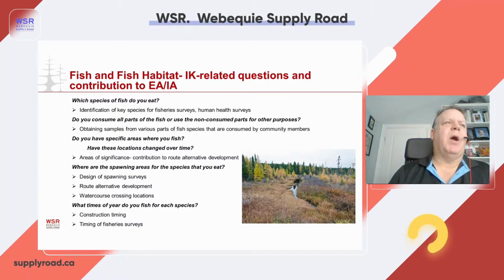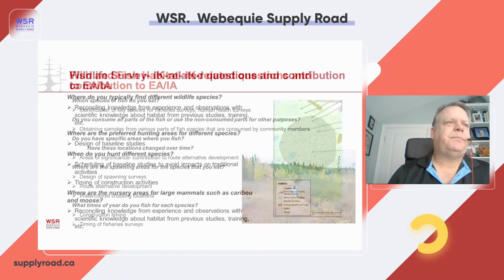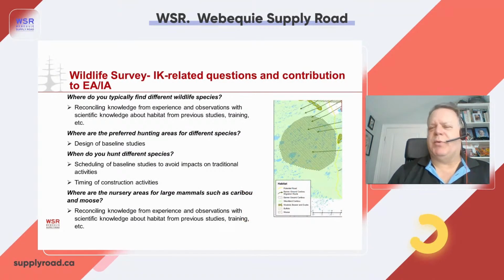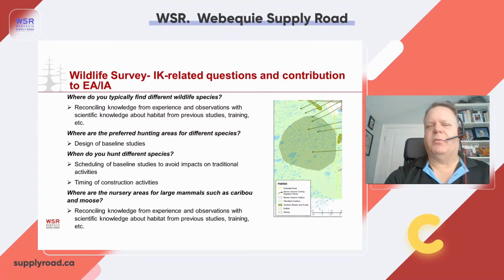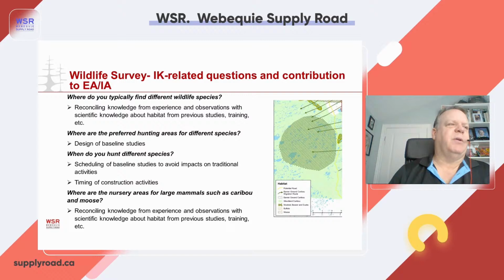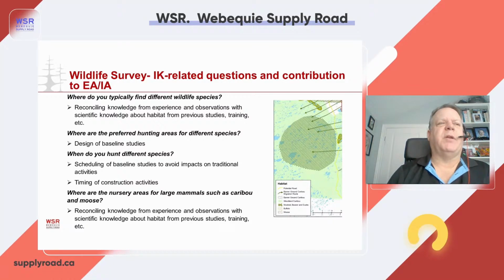That would be wildlife surveys. The kinds of questions we might ask for this: where do you typically find different species? Like where have you observed the caribou at different times of year? Where are the caribou use areas? Where are the preferred hunting areas for the different species? Things like that. When do you hunt different species?